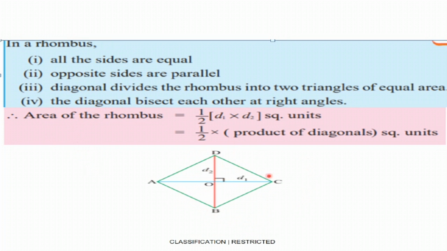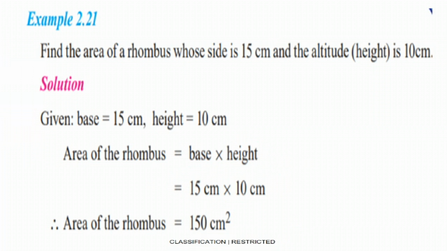The area of the rhombus is half into D1 into D2. D1 means diagonal 1 and D2 diagonal 2. So half into D1 into D2 square units. Next we will see the example related to this.